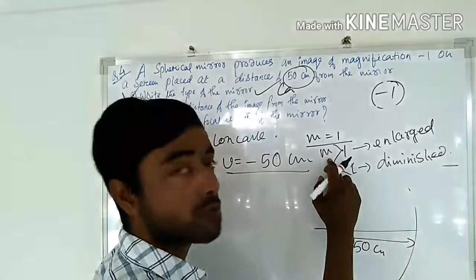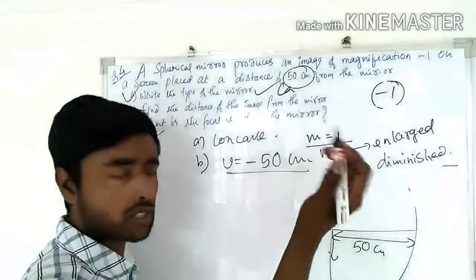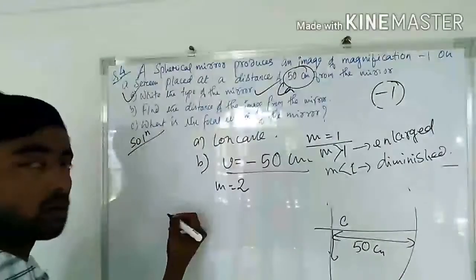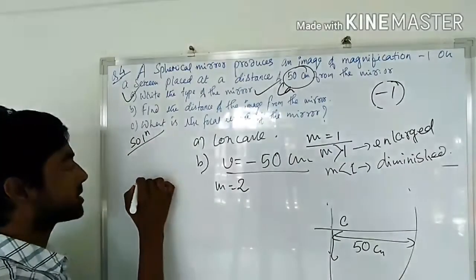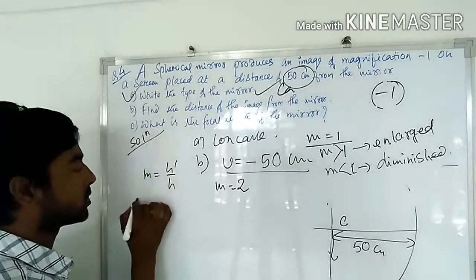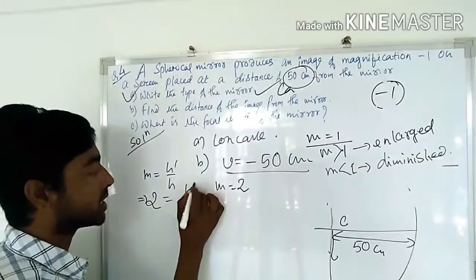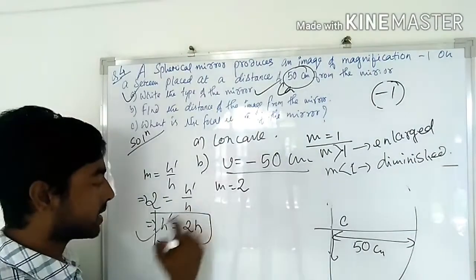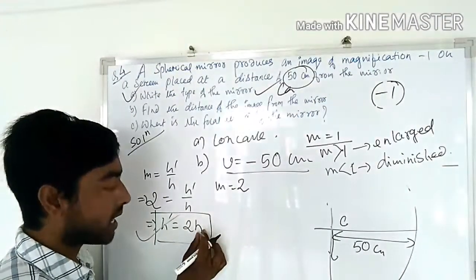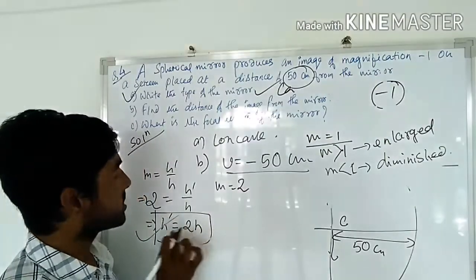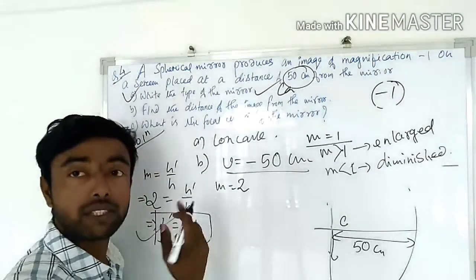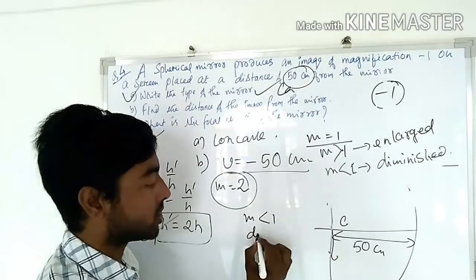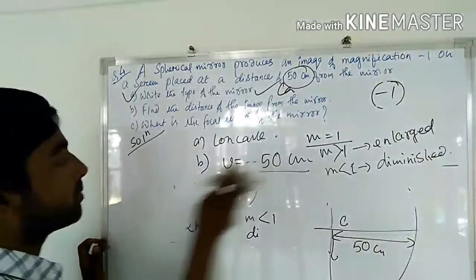Remember this. Diminished means the size of the image is less than the size of the object. If m value is more than 1, suppose you are taking example, suppose m is equal to 2. If you take m is equal to 2, then m is equal to h dash by h. So if m is equal to 2 is equal to h dash by h, what we can write from here? H dash is equal to twice h. That means h dash is equal to twice h means what? Object का size जितना है वहां से image का size कितना हो गया? Double हो गया. That means it is enlarged. If it is more than 1, it is enlarged. If it is less than 1, it is diminished. Clear?